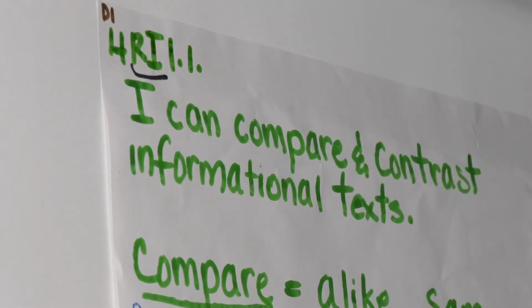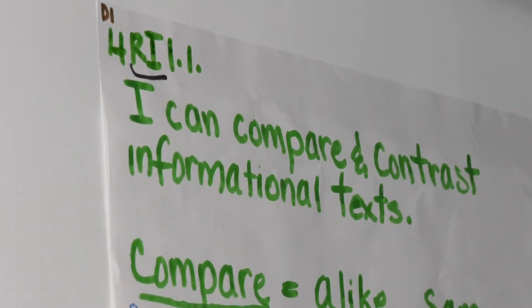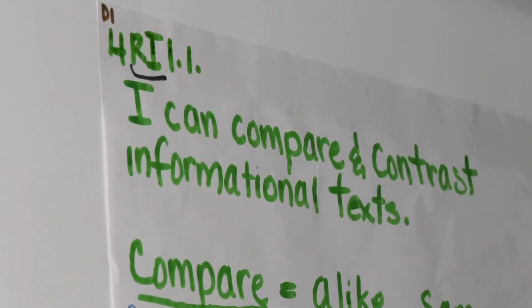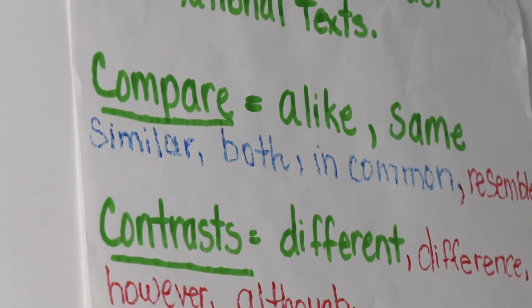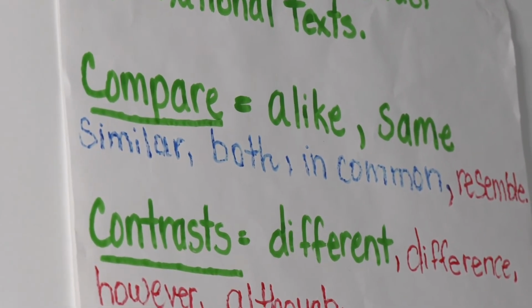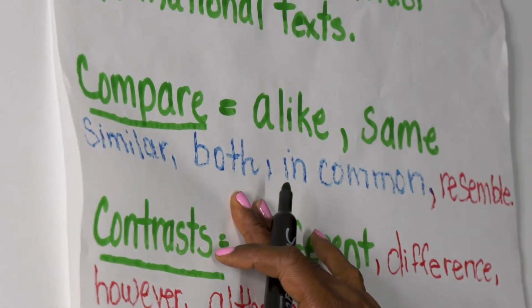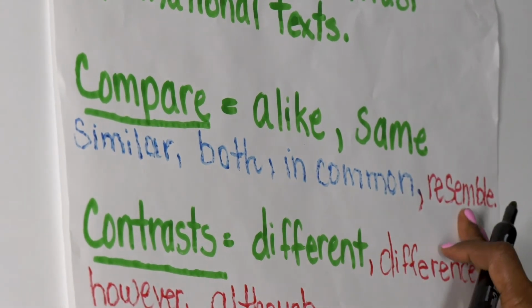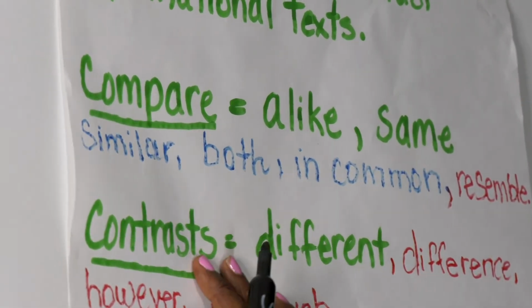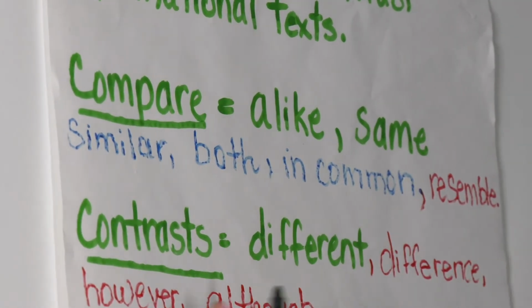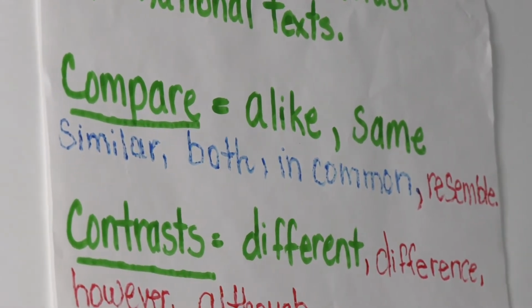So we know that when we compare equals something that's alike or the same. Okay? And when we contrast, it equals something that's different. So we have compare and contrast, something that's alike and something that's different. And some of our clue words are, in comparing, we look for words such as similar, both, in common, and resemble. Resemble means to look alike as well. When we look at the word contrast, some of our clue words are different, difference, however, and although. And those are just a few of our clue words.